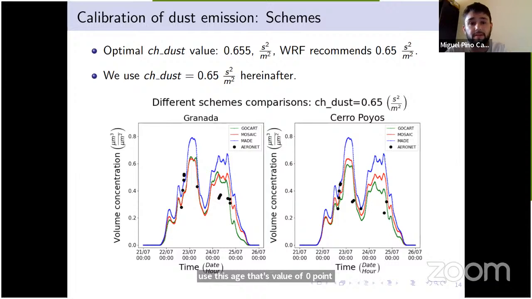Now in the figure below, we can see the comparison between the different aerosol schemes using the CH_DUST of 0.65, both for Granada and for Cerro Poyos. As we see, with the same CH_DUST, the MADE aerosol scheme is the one that predicts more volume concentration, followed by MOSAIC. However, the 3 aerosol schemes have a very similar time evolution.